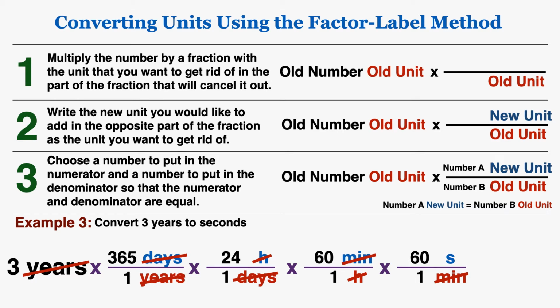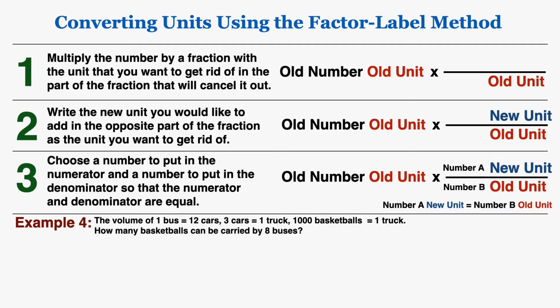So this is telling me that 3 years is equal to 3 times 365 over 1 times 24 over 1 times 60 over 1 times 60 over 1 seconds. And when I multiply that out, this is the answer that I get. I'm ignoring significant figures for this one. Example 4 says the volume of one bus is equal to 12 cars, 3 cars is equal to 1 truck, and 1,000 basketballs equals 1 truck. How many basketballs can be carried by 8 buses?